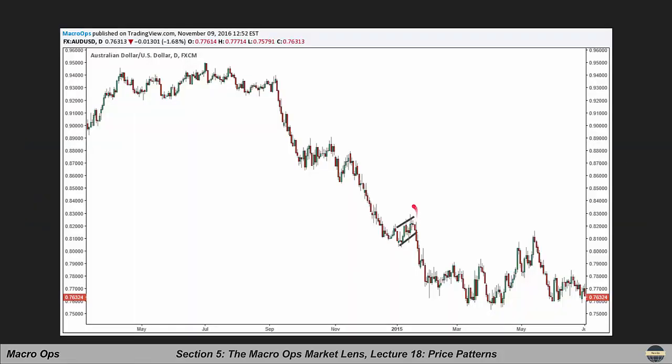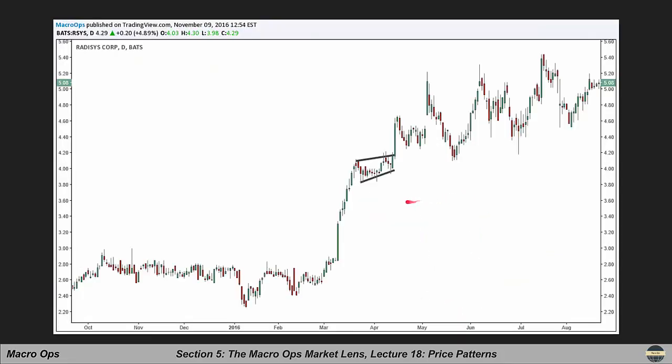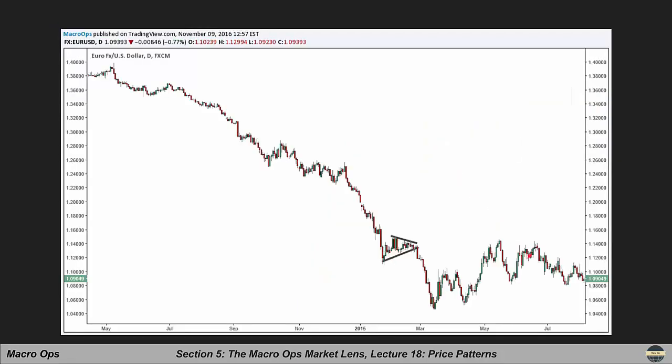And here are a few examples. So here's a nice little bear flag on the Aussie dollar, and this is very common where we see a nice down move with a little bit of pause and a counter trend mini consolidation followed by a continuation. And here would be an example of an uptrending pennant. So we have a nice strong move, and you can see this was an upward slanting pennant that eventually led to a breakout that continued the move.